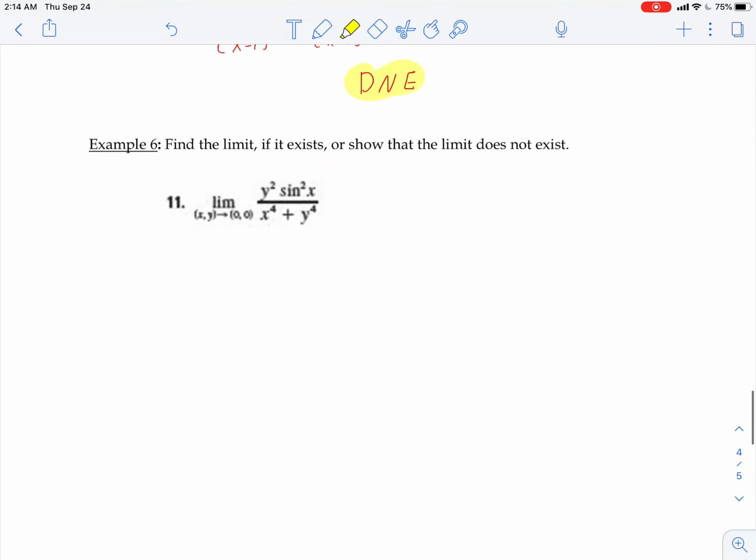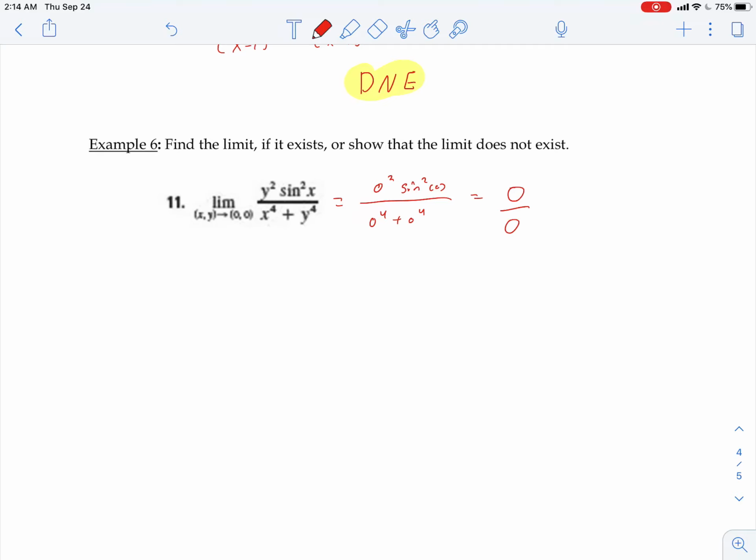Make sure I highlighted that up here too. Alright, so now let's try another one. Again, first thing, plug in. When we plug in, we're going to get 0 squared sine squared of 0 over 0 to the 4th plus 0 to the 4th, which is just 0 over 0.